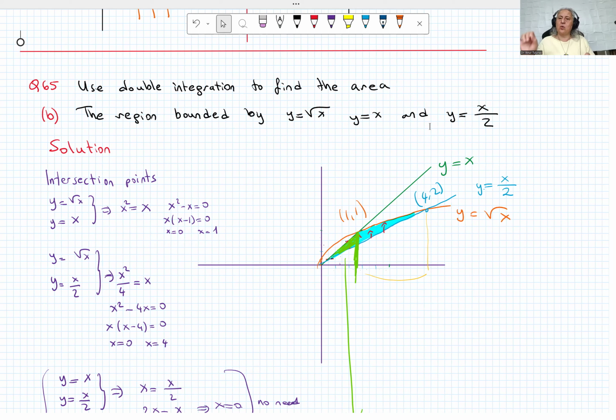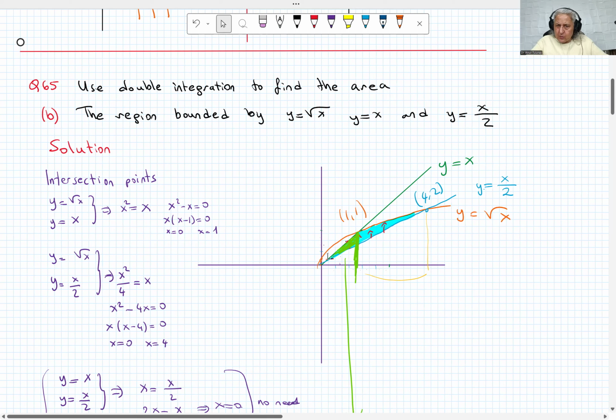So the intersection points are where possibly the type of the curve boundary will change. If you have y is equal to root x and y is equal to x, the intersection of these two curves gives x is equal to x squared. So you have two solutions, x is equal to 0 and x is equal to 1. So x is equal to 0 is one point of intersection, and x is equal to 1 is another point of intersection.